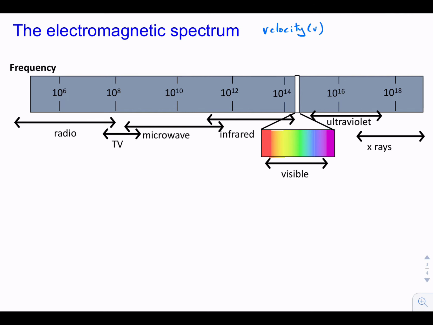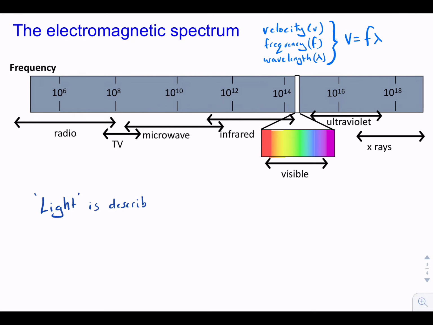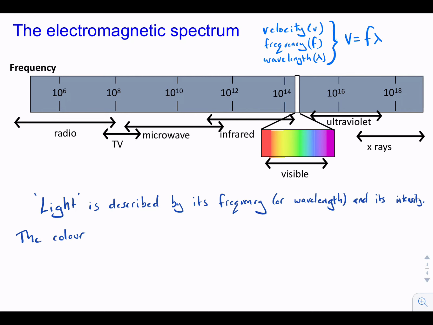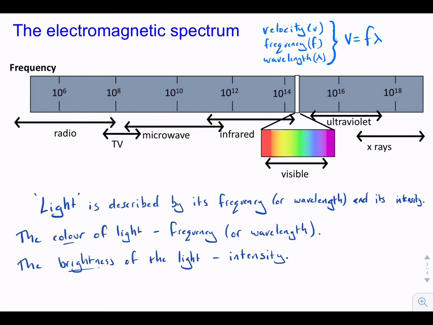Light can be described using the relation velocity, frequency, and wavelength. So we have v equals f lambda, where v is often c, the speed of light. Light is often described by its frequency or wavelength and its intensity. The colour of light is really its frequency or wavelength, and the brightness of the light is its intensity. Humans see a small range of frequencies, these ones here, the so-called visible spectrum, where some animals like butterflies and bees see a higher or lower range, closer to ultraviolet light or infrared light.